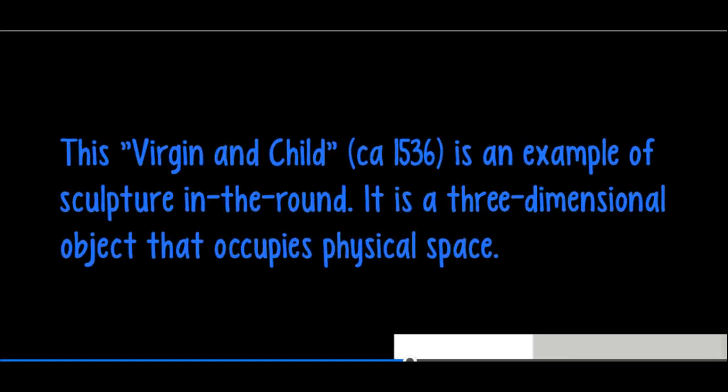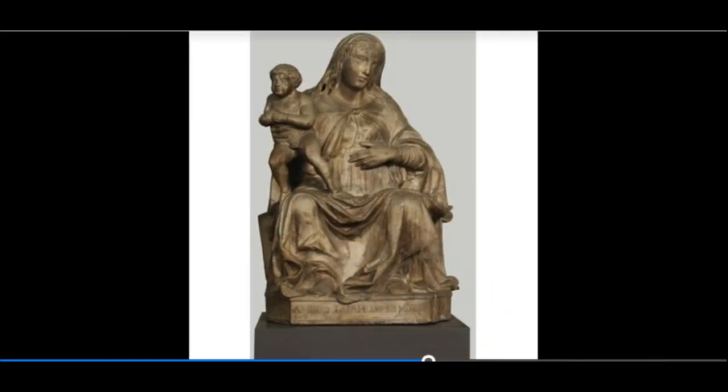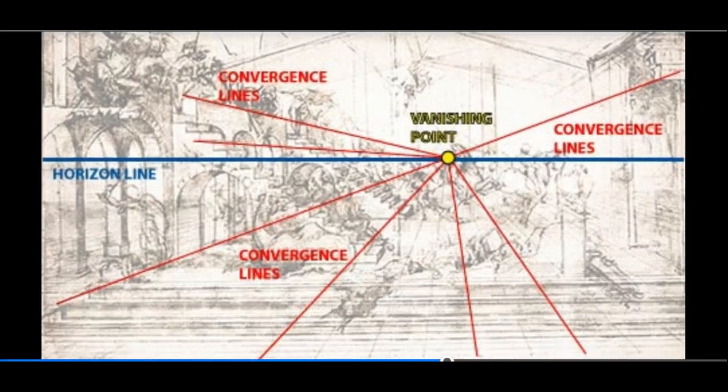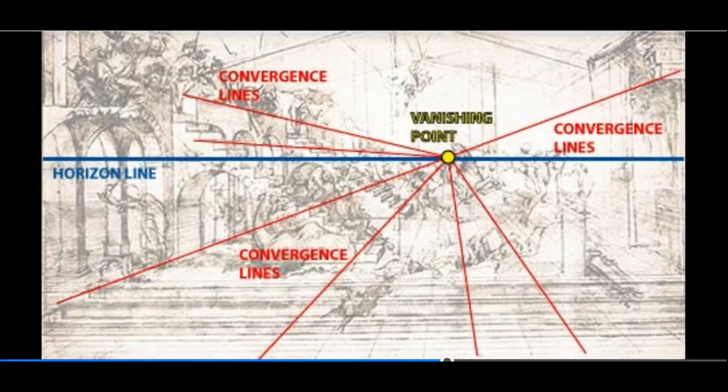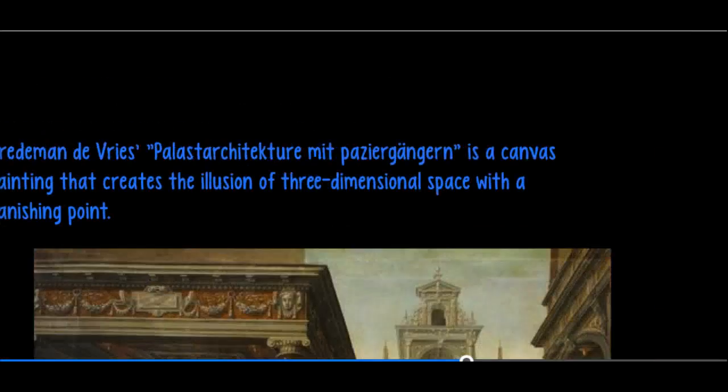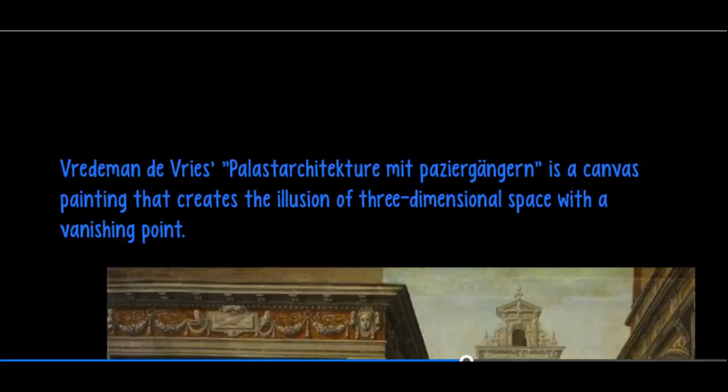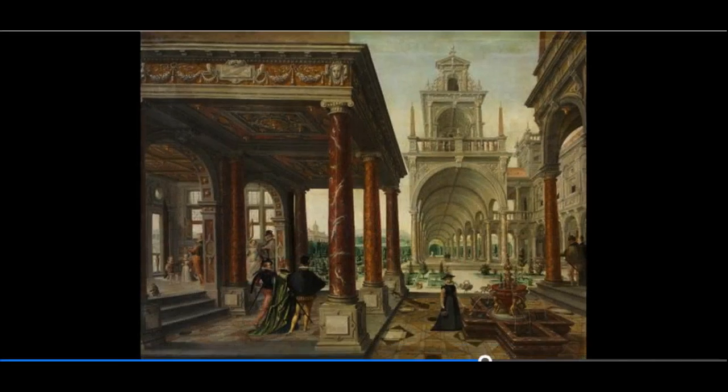Seen below, you have the Virgin and Child from about 1536. This is an example of sculpture in the round. It's a three-dimensional object that occupies physical space. By contrast, this drawing creates an illusion of space with the use of vanishing point, converging lines along a horizontal line. This picture creates the illusion of three-dimensional space with vanishing point as well.